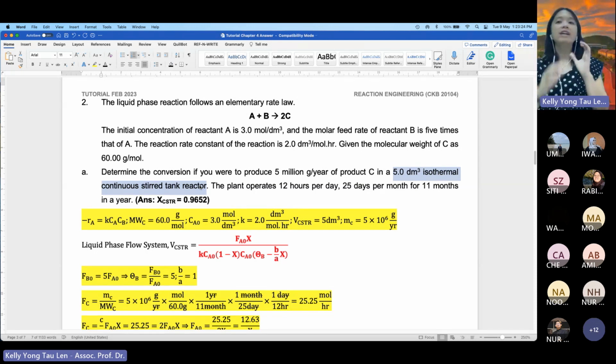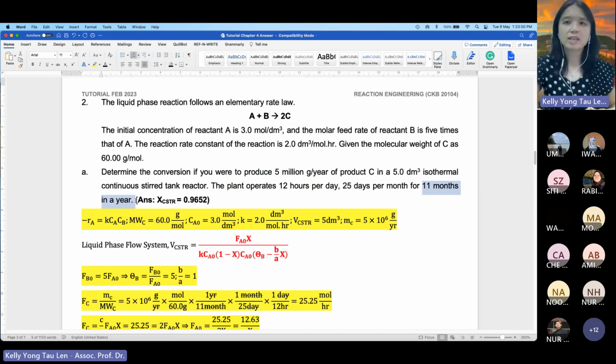Dan juga ada limitation of my plant. Plant saya tak beroperasi 365 day, 24 hours per day, 7 days per week. Tak juga. Plant saya ada limitation dia. The plant only operates 12 hours per day. Every month hanya 25 hari dan untuk setiap tahun hanya 11 bulan. So kamu kena ambil kira juga. Okay. Berapa conversion reaktor saya? Kalau reaktor saya 5 dm cube dan reaktor saya hanya beroperasi pada jangka masa yang ini sahaja. Tapi saya mesti produce 5 million gram per year of that product C. Okay, so that is the challenge of the question, right?